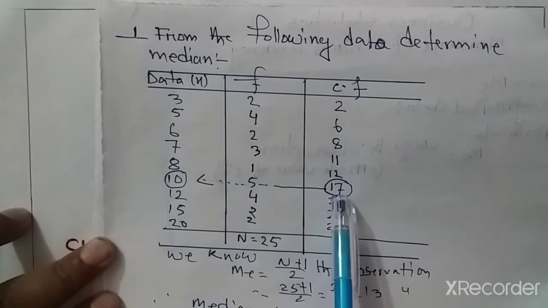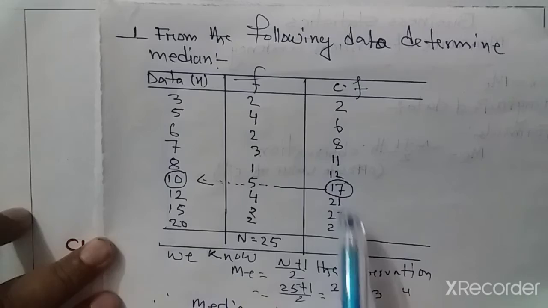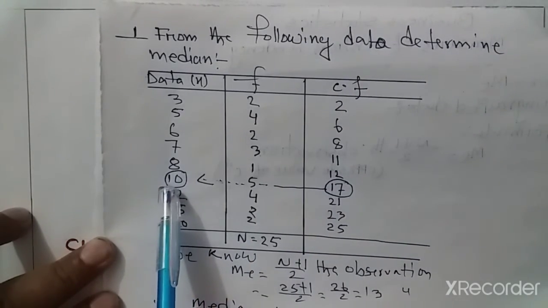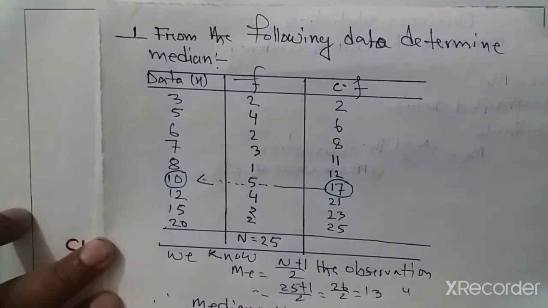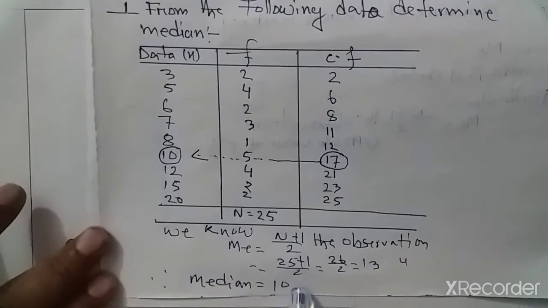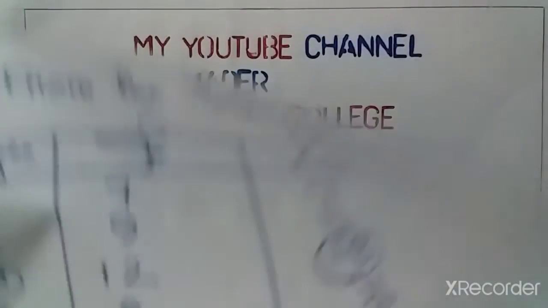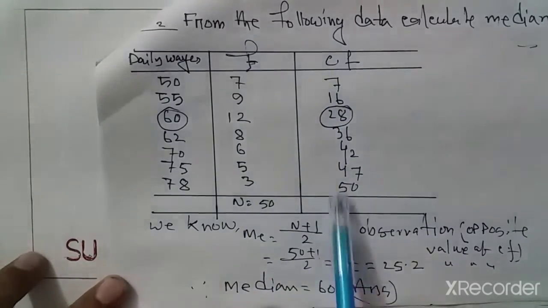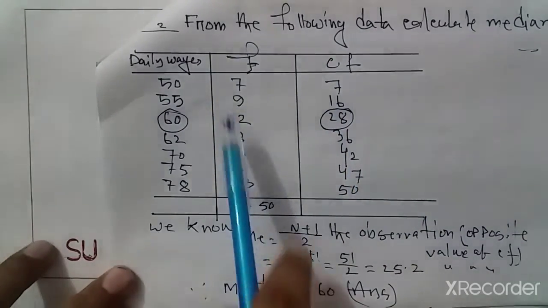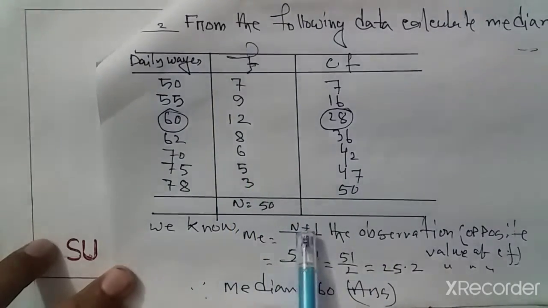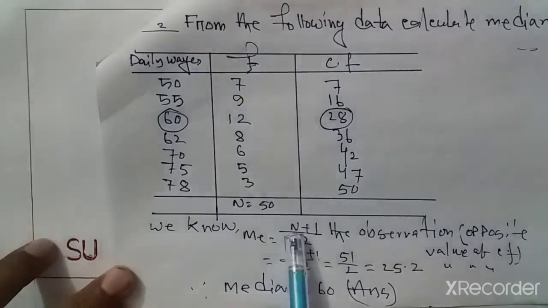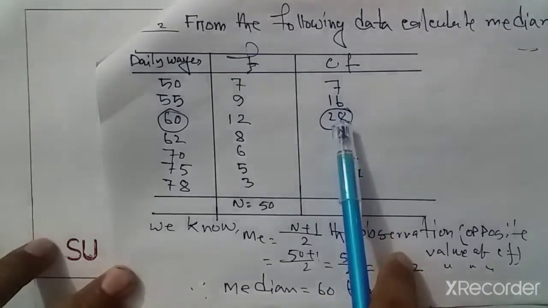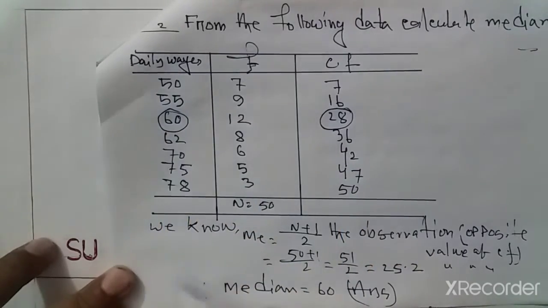The 13th value lies in CF 17. The opposite value is 10. This is the median value. Therefore, median is equal to 10. Another question solved today was the same daily wages and frequency. We have to calculate CF from the frequency, then write the formula and put in the value of n. Now divided by 2 gives 25.5, which lies in CF 28, and the opposite value is 16. 16 is the median.